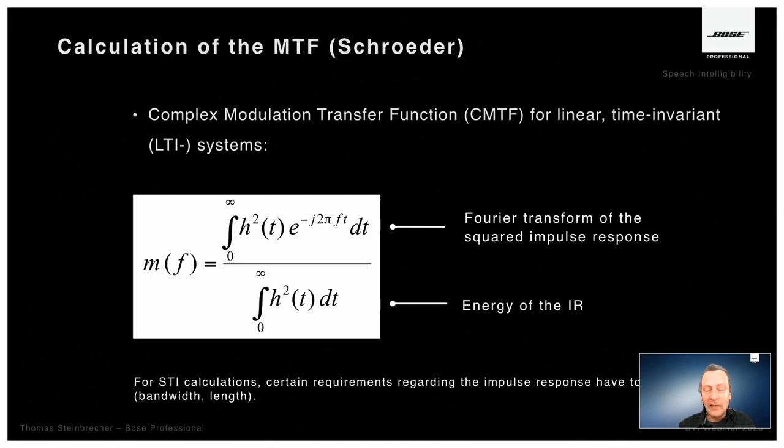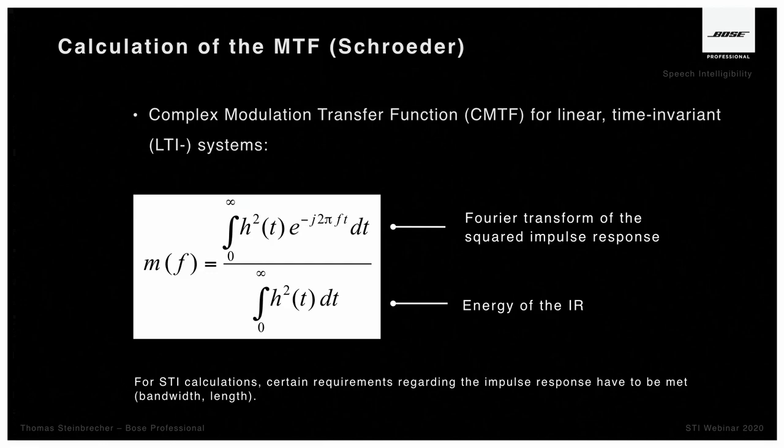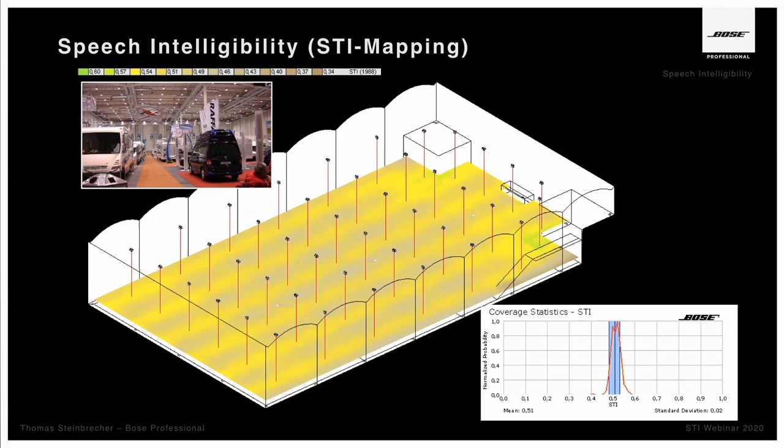And that is exactly the same method that is applied in simulation programs or in advanced measurement systems that can measure an impulse response. And if you use those measurement systems or if you use simulation programs, you have to regard certain requirements for predicting the impulse response. So the impulse response needs to have a minimum length, and of course it also has to have a minimum bandwidth. Here's a typical simulation result from Modeler, actually.